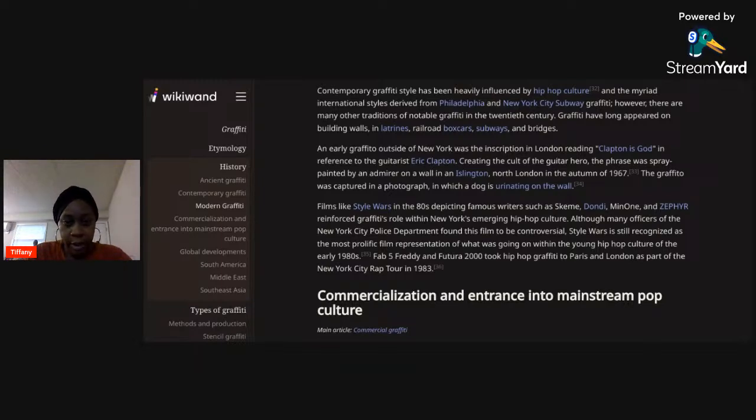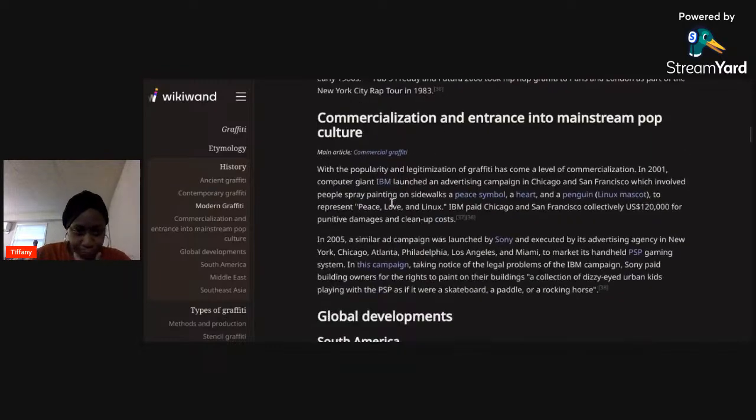An early graffiti outside of New York was the inscription in London reading "Clapton is God," in reference to the guitarist Eric Clapton. Creating the cult of the guitar hero, the phrase was spray painted by an admirer on a wall in Islington, North London in the autumn of 1967. The graffiti was captured in a photograph in which a dog is urinating on the wall. All right.